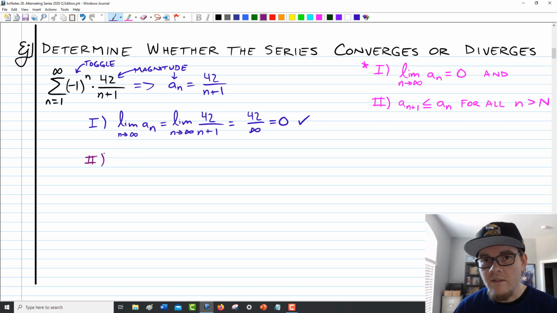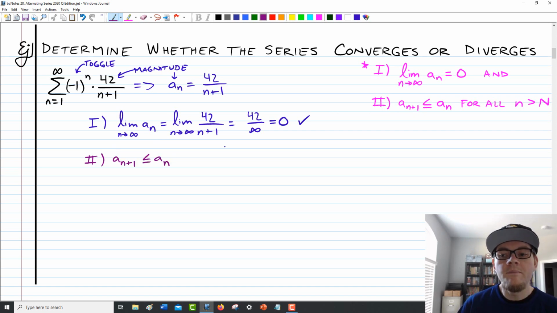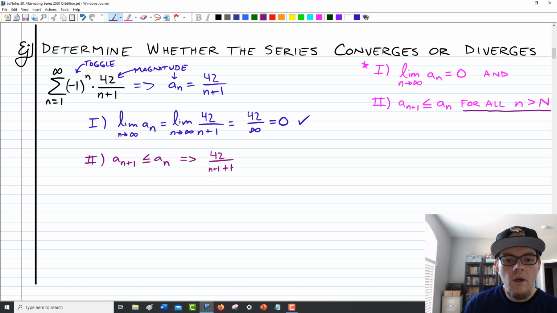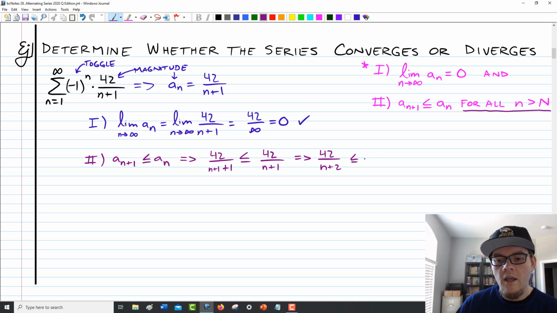You can see that the alternating series test is pretty clean. The second property is to check the adjacent terms. We want to see if a sub n plus 1 is less than or equal to a sub n. And yes, it's only for all n greater than or equal to a certain number, but for now we'll just set it up and see if it's true. And then we can deal with that other stuff later. So in here, that would lead us to 42 over n plus 2 being less than or equal to 42 over n plus 1. Is that true?